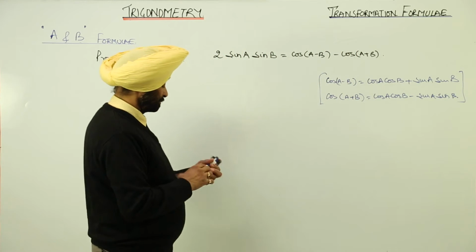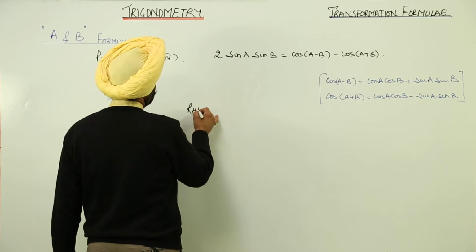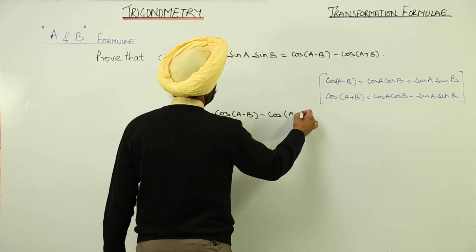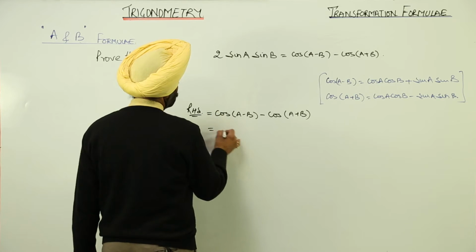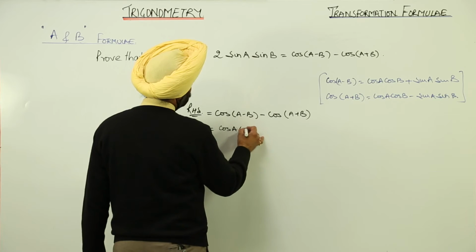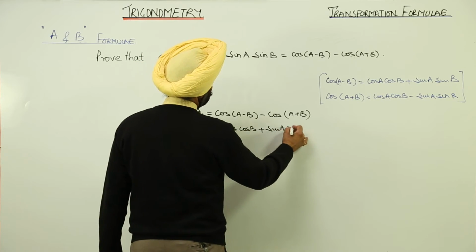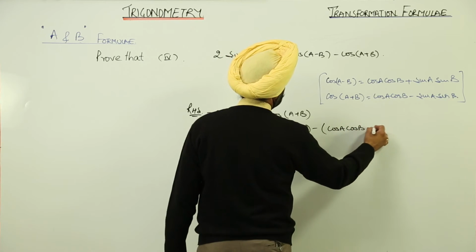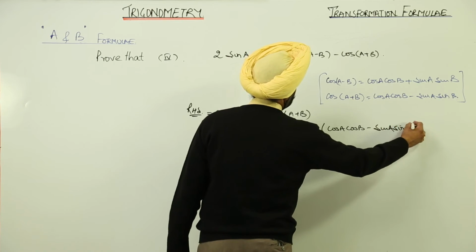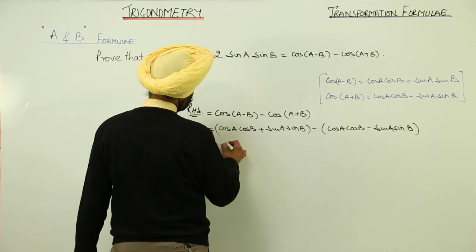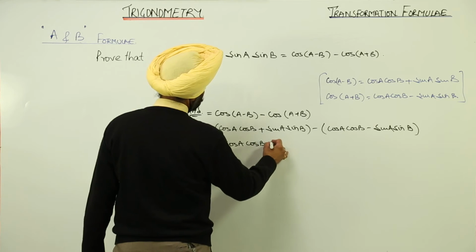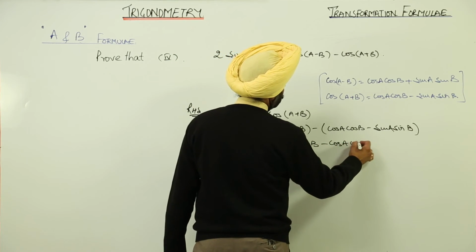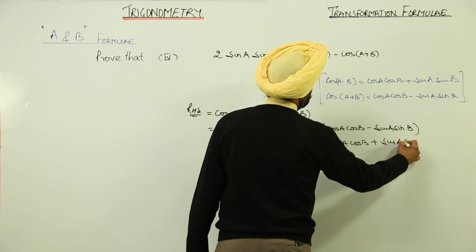Now using these formulas, again right hand side, now using the formula, cos A cos B, sin A sin B in one bracket, then cos A cos B, opening the brackets, changing the sign, negative of cos A cos B and positive of sin A sin B.